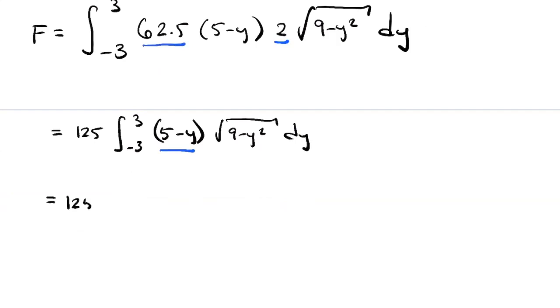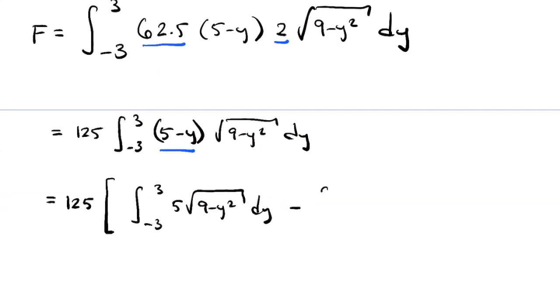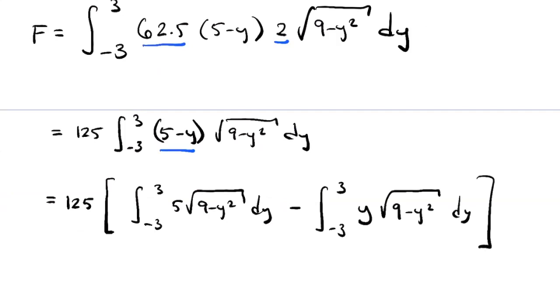So I'm going to leave my 125 out front. And then I'm going to take the integral from -3 to 3 of 5 times that square root dy, and then subtract the integral from -3 to 3 of y times that square root. So those are the integrals that we have to compute.